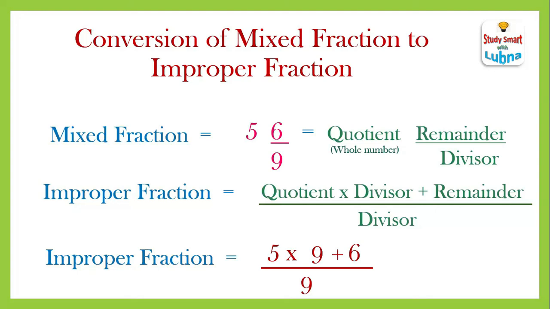After solving it, what is the value of the numerator? 5 9s are 45. 45 plus 6 is 51 and the divisor is 9. So in this way we can convert any mixed fraction into improper fraction.